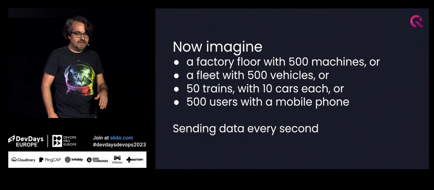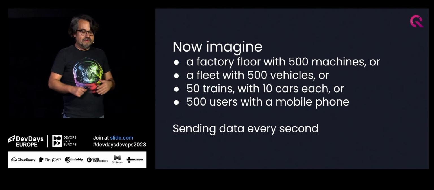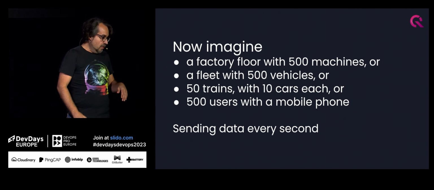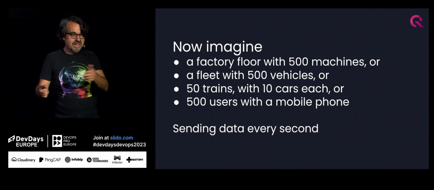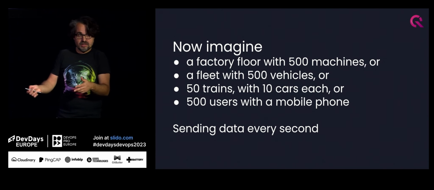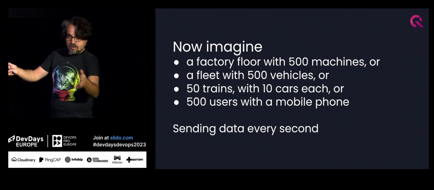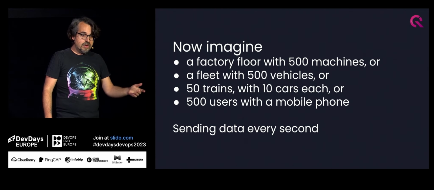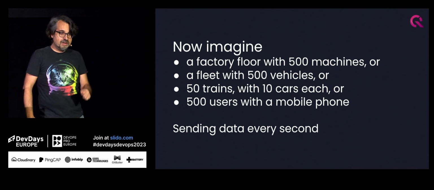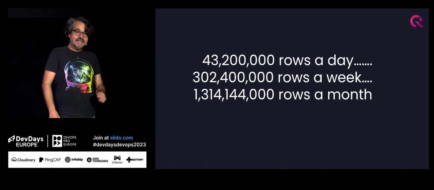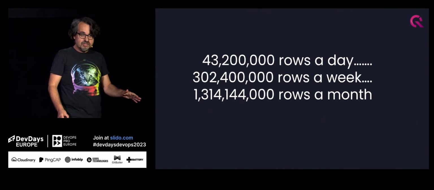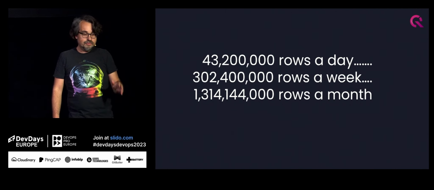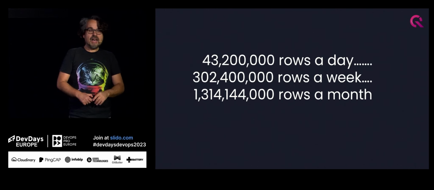So now imagine that you have a factory floor with 500 machines, or 500 people with a mobile phone, or a small fleet of cars, or motorbikes, scooters, or 500 vehicles, or you have like 50 trains with 10 wagons, and each of those is sending you a data point every second. So that's the thing. Only with 500 devices, which is actually a very low number, you are getting in one day 43 million rows. And now your database starts crying.